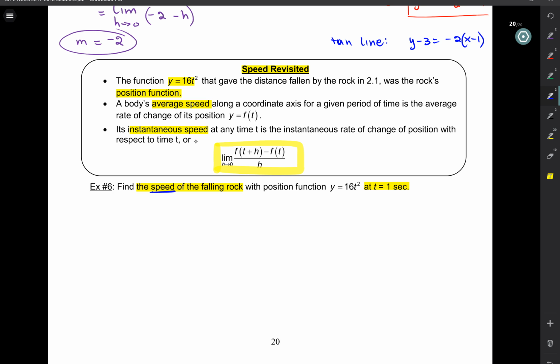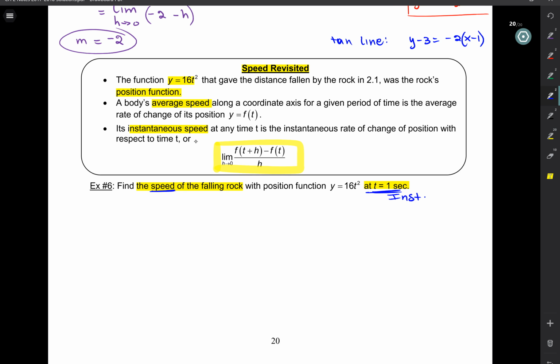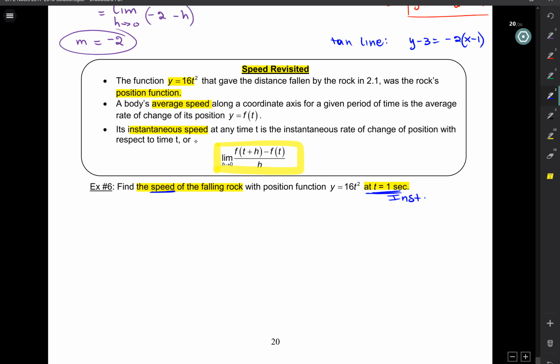In this problem, what do you think we're looking for? Average or instantaneous? Instantaneous, because at t equals 1. Would the equation be different if it was average? Yeah, it would be f of 2 minus f of 1 over, yeah. So because it's instantaneous, then the formula is going to be the limit as h approaches 0 of f of 1 plus h minus f of 1 over h. What's the formula for the average? f of t2 minus f of t1 over the time.